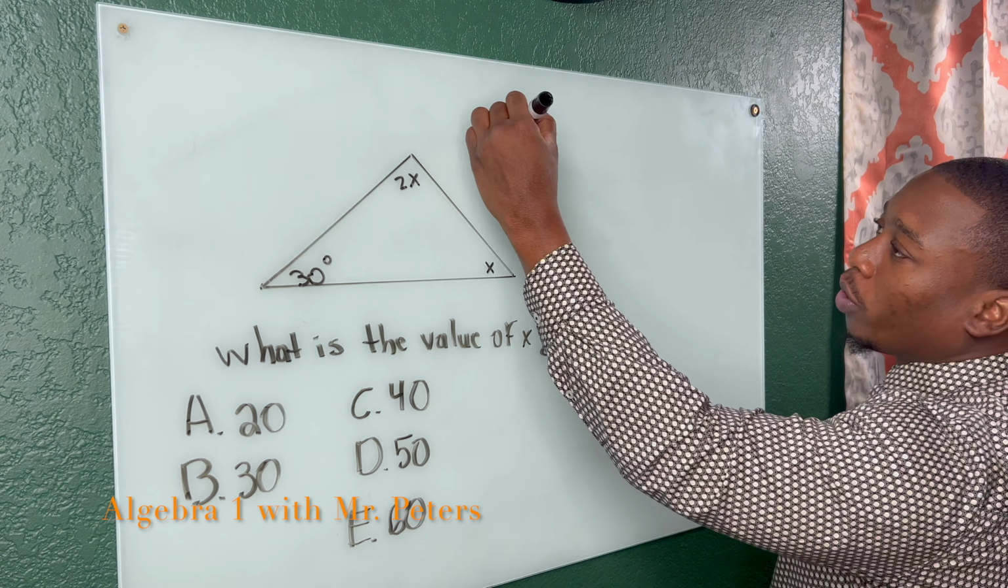So we'll have 50 here, 100 once we multiply by 2. And once we add all three, guys, we're going to get 180 degrees.